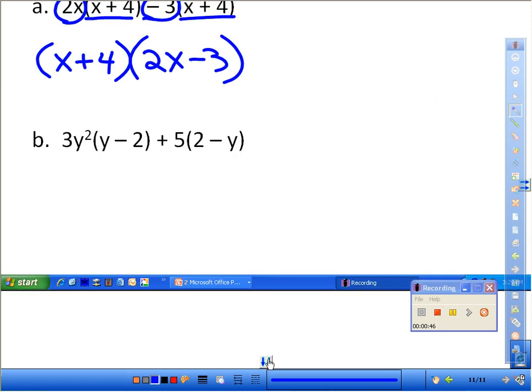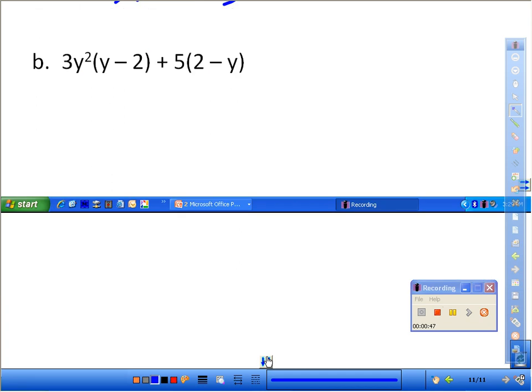In this second example down here, each term does not have a common binomial factor. However, they're very close. If we were to take this 2 minus y and rearrange it so that the y came first, negative y plus 2, it's easier to compare it to this y minus 2.